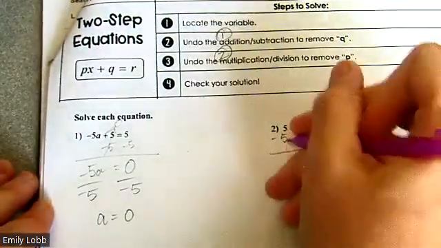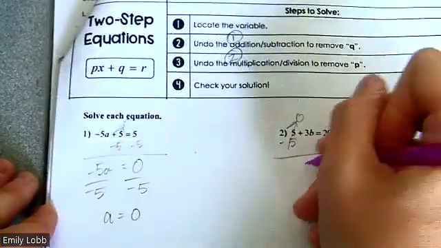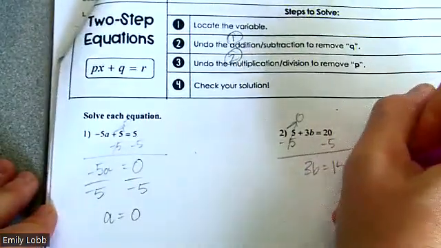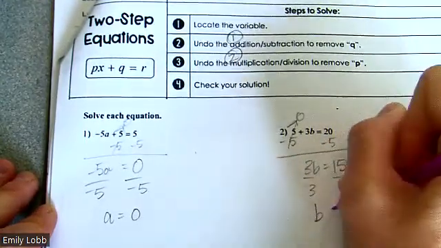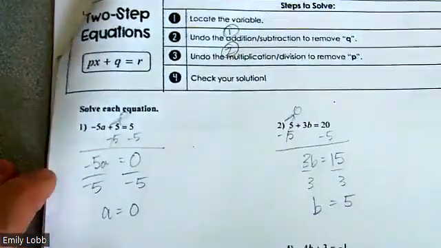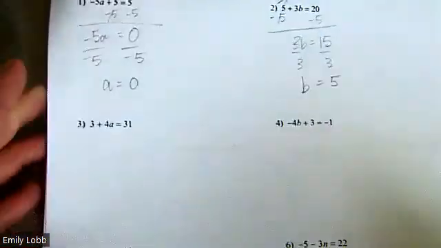So 5 minus 5, that goes away. It's 0. 3b equals 20 minus 5, which is 15. So I'm dividing both sides by 3. I realize I'm going very fast. Hopefully you've got this done and are just checking your work.